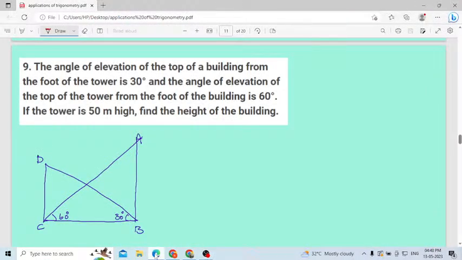I will continue the class, application of trigonometry, remaining questions. Those who have not watched the first class, see the first class. There I solved 4 important questions based on the topic application of trigonometry word problems. This is the second class in application of trigonometry.